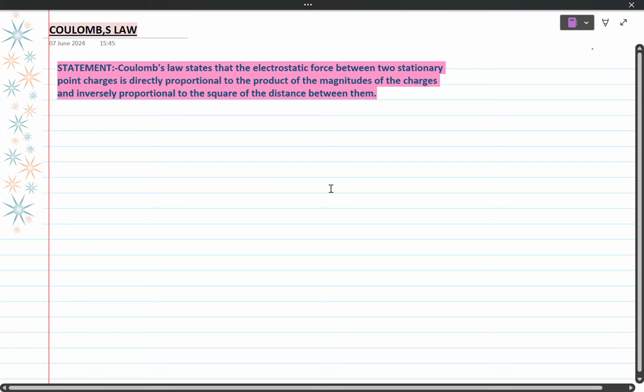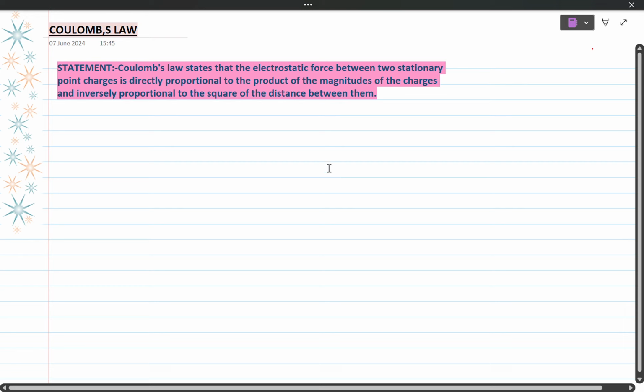So, electrostatic force between two stationary point charges. Stationary means no motion is present, the charges are at rest, they are not moving at all. And point charges means the size of the charge is small compared to the distance of separation. So I hope you understand the meaning of electrostatic force and stationary point charges.